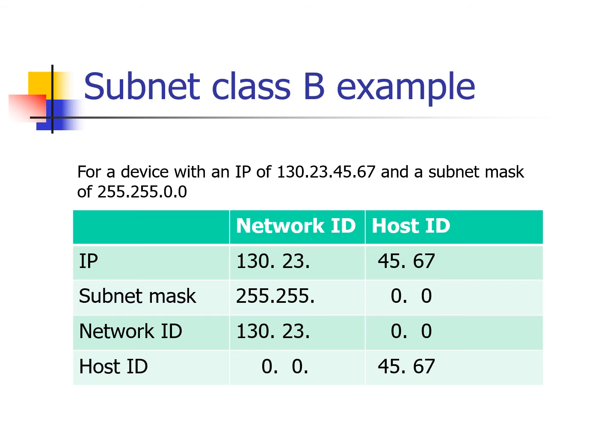So therefore, in this case, our network ID is 130.23.0.0, and our host ID is 0.0.45.67. Every device that shares that network ID is on the same network as this device.